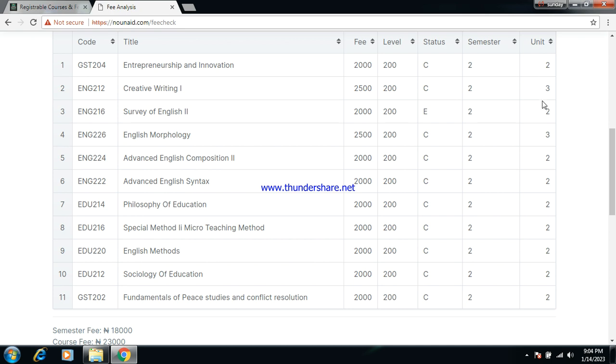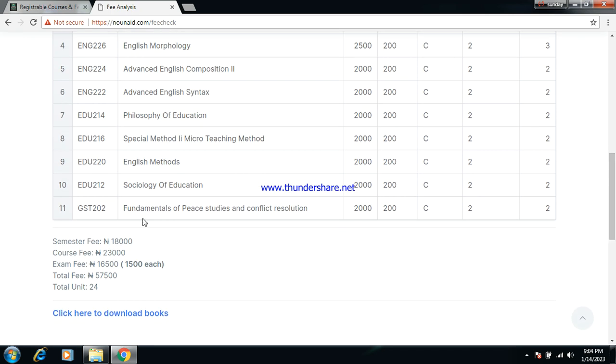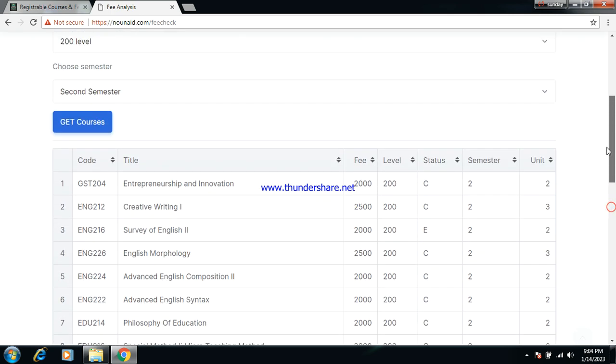Now, this unit here, any place you see two units, you know that the course registration fee for that course is 2,000. But if you see three, you know that is 2,500. Do you understand? So, you've seen the amount of money, see the summary. Amount of money you are paying 57,500.